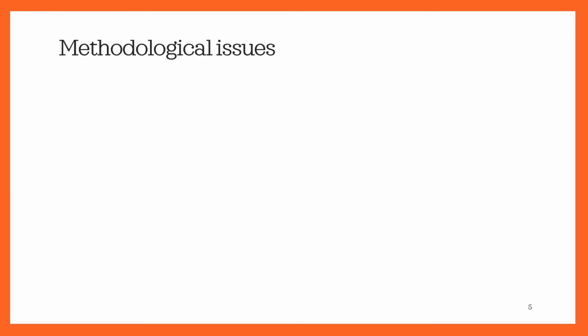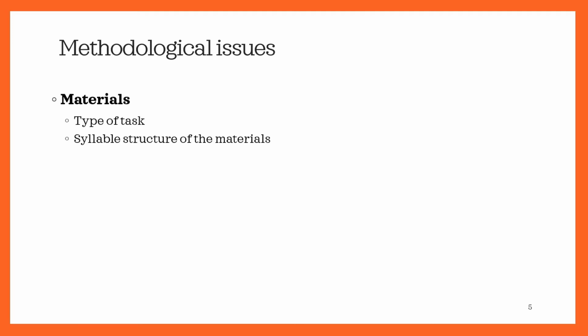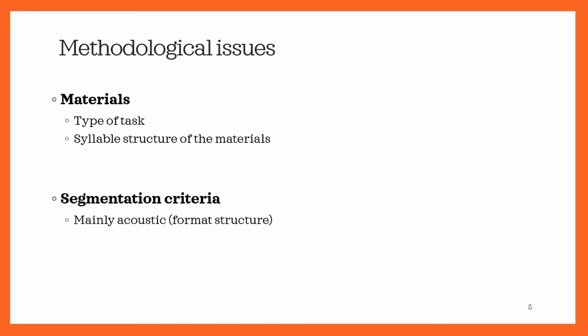When we were attempting to describe the speech timing of Chilean Spanish, we realized that there were several methodological issues to address. First, some authors have pointed out that the materials used for speech elicitation can influence the results obtained. Also, there are some discrepancies regarding segmentation parameters. In general terms, researchers have followed a more acoustic approach, relying mostly on form and structures, among others.